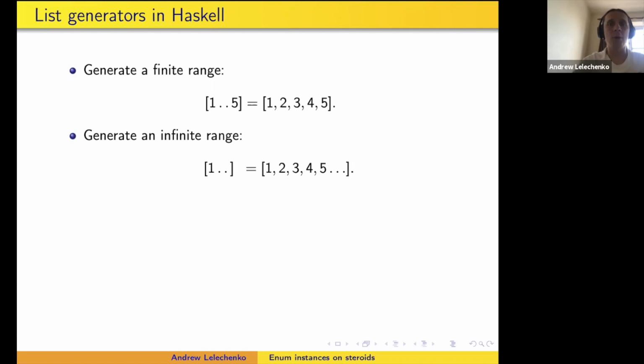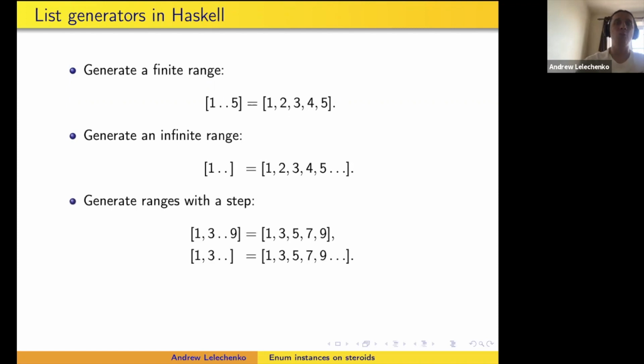There are also advanced possibilities to generate ranges of numbers with some step. Like if you want to generate all odd numbers between 1 and 9, then you write 1, 3, .. 9. It means that you decide that your step is 2, which is the difference between 3 and 1. And you also can use the same syntax for generating infinite lists of numbers which increase with a given step.